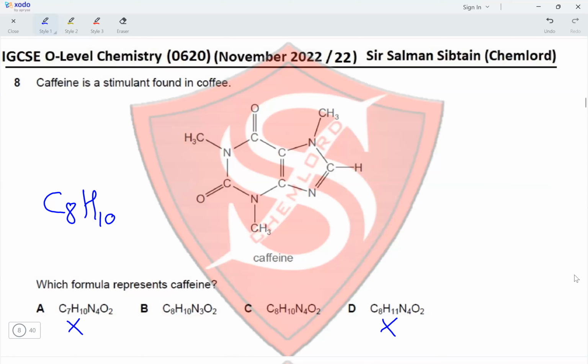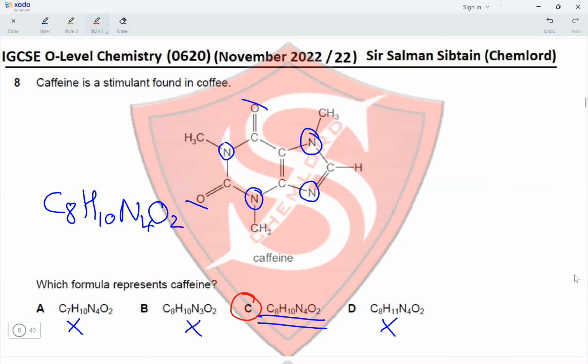Then we can count the number of nitrogen atoms present. So 1, 2, 3, and 4 nitrogen atoms. We've got N4. So B has been eliminated. And for oxygen, we've got 1 and 2. There are 2 oxygen atoms present. So C8H10N4O2. This makes option C the correct option for this question.